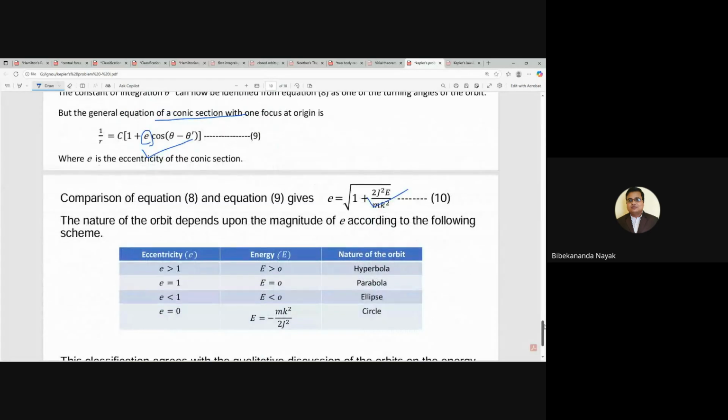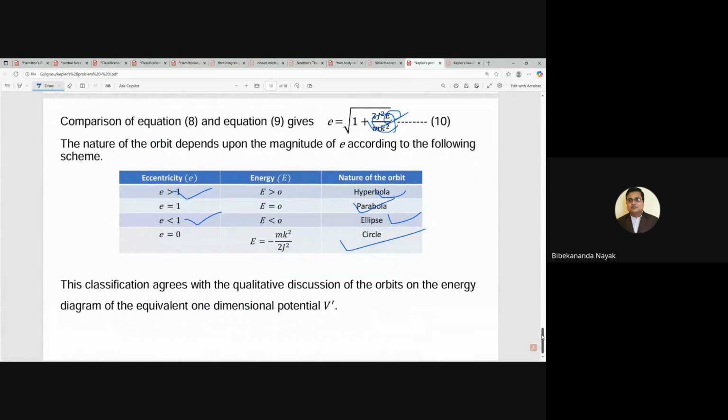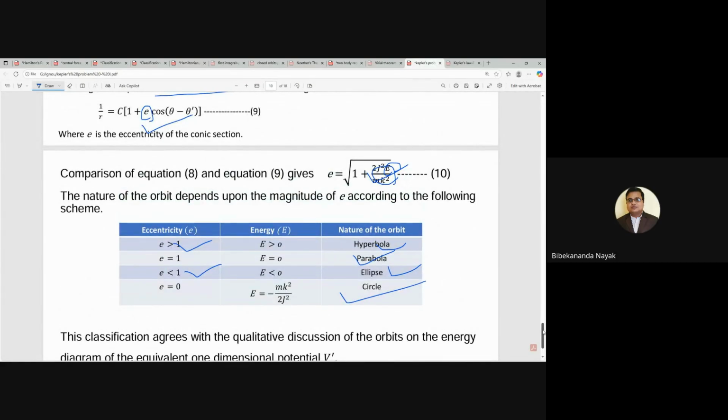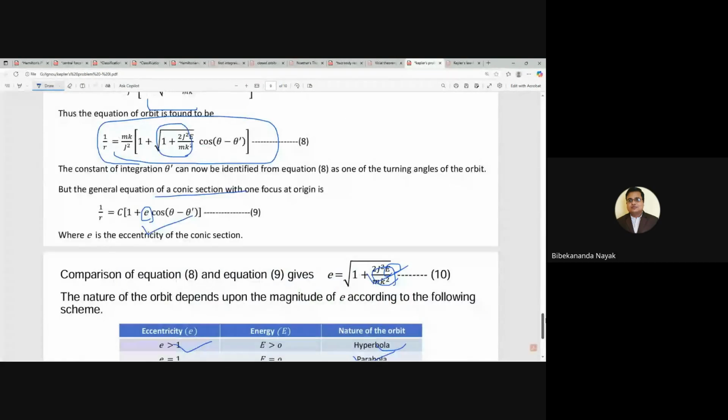Okay. So if energy E is greater than 0, this term is greater than 0, 1 plus something greater than 0 means small e is greater than 1, which is a hyperbola. If E is equal to 0, eccentricity is equal to 1, so it is a parabola. If E is negative, 1 minus something means less than 1, eccentricity is an ellipse. If this is minimum, the eccentricity is 0, we got a circle. The same thing we got from our orbit analysis, pictorially we got the same thing. Mathematically also you can get the same thing.